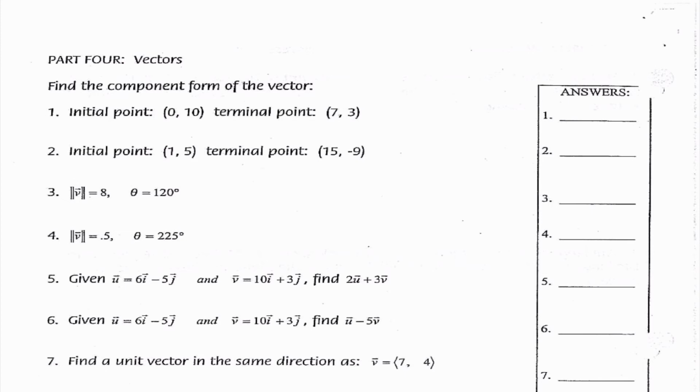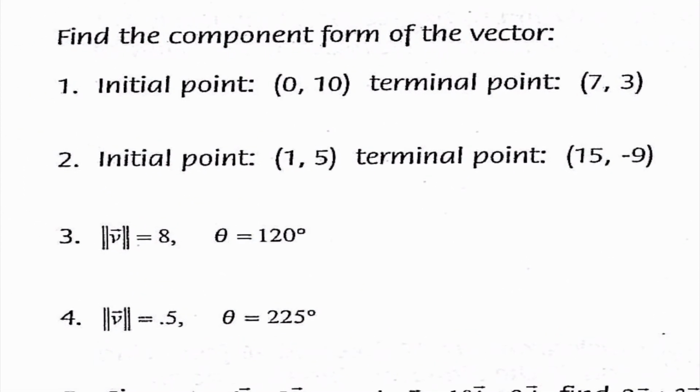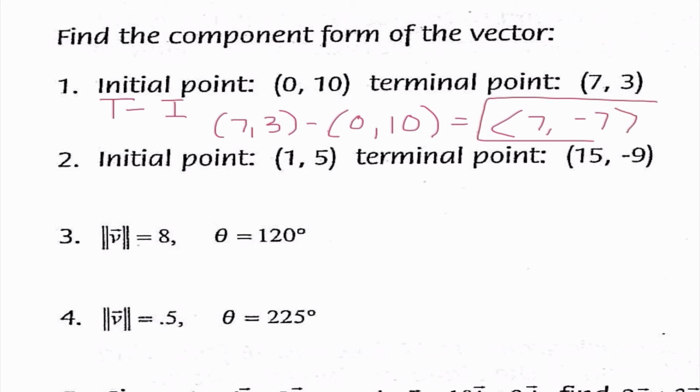Moving on to vectors now, we're going to go through a few different vector problems, and I'm actually going to start by looking at number 1, which is asking us to find component form. So you guys might remember we need to do terminal minus initial to find the component form of a vector. So in this case, I would do (7, 3) minus (0, 10). There we go. And I would get <7, -7> as our vector. So what this is telling me is that it's moving to the right 7 and it's moving down 7.